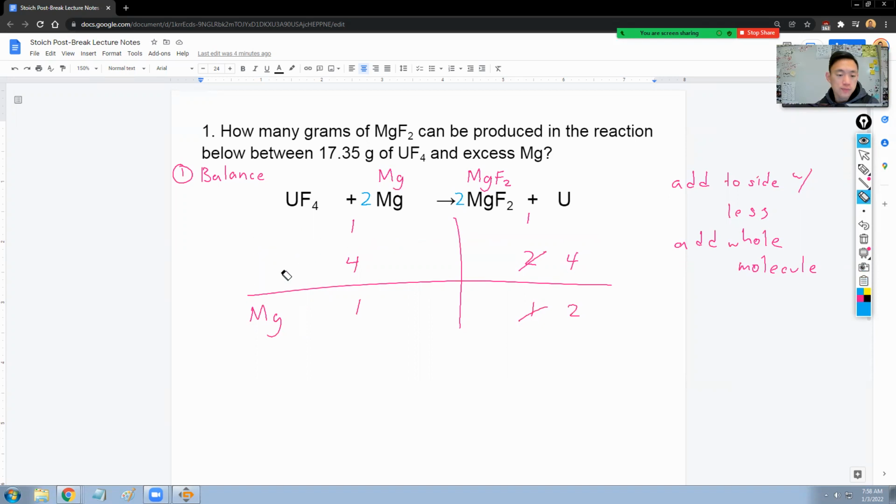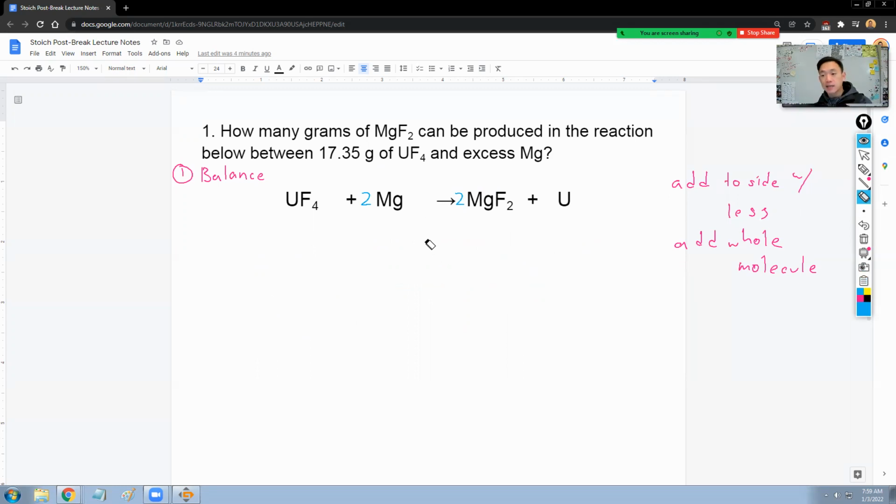Now, if you guys notice, I didn't change anything about the equation. All I did was put numbers in the front. So this is what our balanced equation looks like. Again, you don't add anything or change the equation. All you do is put numbers in the front to show that's how many you need. Okay, so that's our first part.